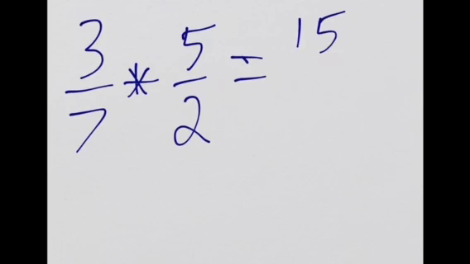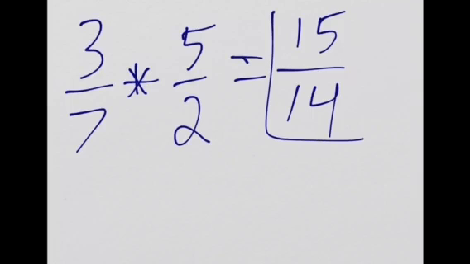Multiply straight across. 3 times 5 is 15. Multiply straight across. 7 times 2 is 14. In this case, 15 and 14 do not have any common factors. When I say factors, we're looking for numbers like 3 times 5 that give us 15. Does 3 or 5 multiply into 14? No. Factors of 14 are numbers like 7 and 2. Because they don't share any common factors, this is already the simplest form, so we leave it as is.